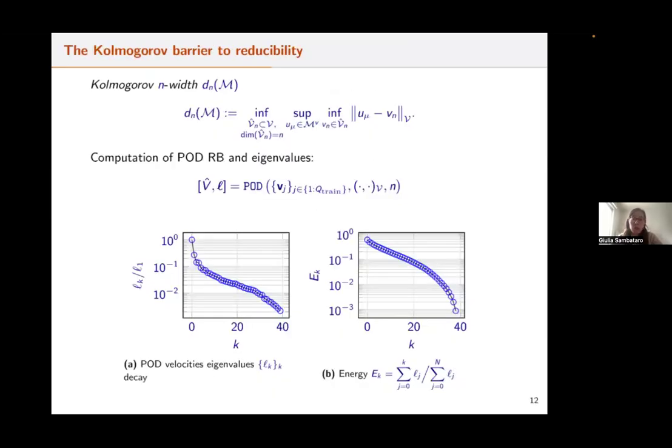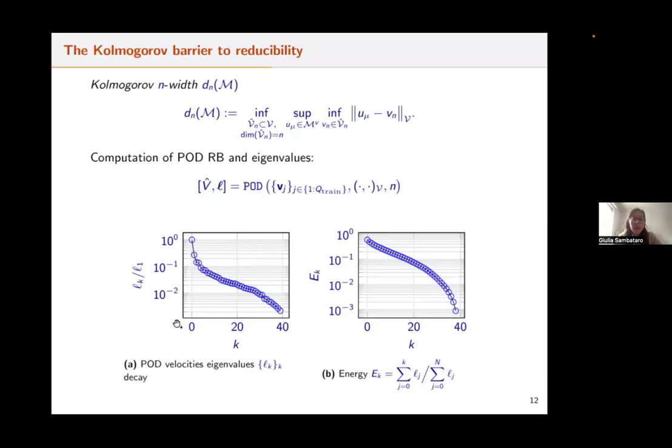I talked to you about the construction of primal and dual reduced basis. Now I'm discussing the quality of the linear approximation. The quantity to assess the accuracy of the linear approximation given by a linear space, which I'm calling here hat Vn, is the Kolmogorov n width. I'm writing it here in terms of velocities, and I'm summarizing the application of the proper orthogonal decomposition on the velocity snapshots for different training points and a reduced dimension n. The POD gives us the reduced basis and also the POD eigenvalues.